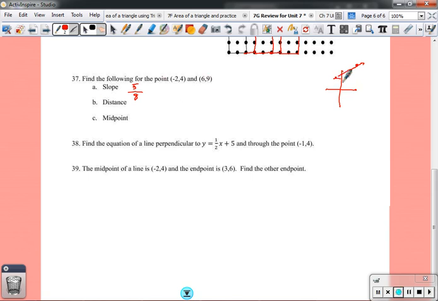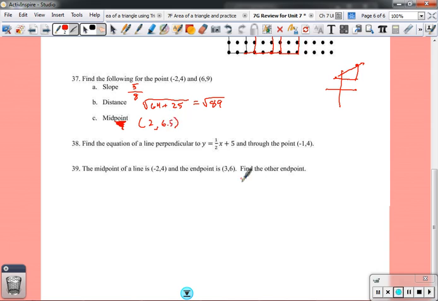Distance is the square root of the difference between the x's squared, so that's 64, plus the difference between the y's squared is 25, so this is the square root of 89. The midpoint is the average, it's going to be a point. The average of negative 2 and 6 is 2. The average of 4 and 9 is 6.5.